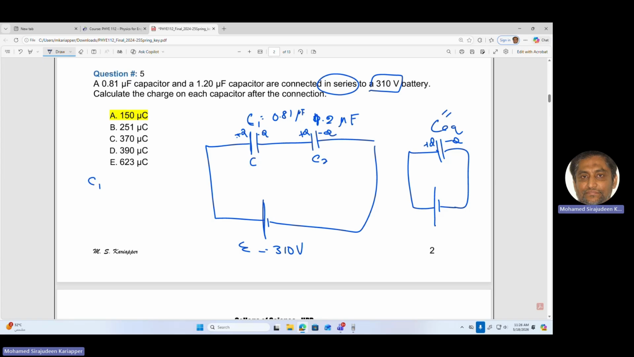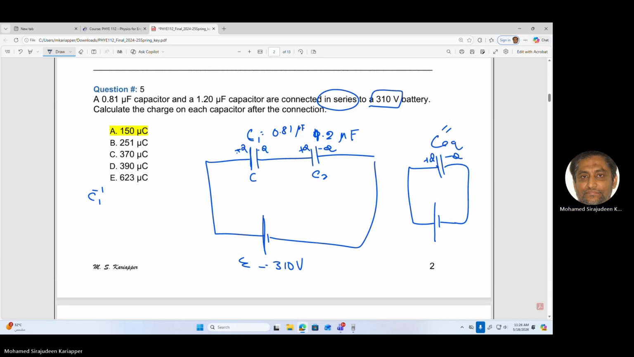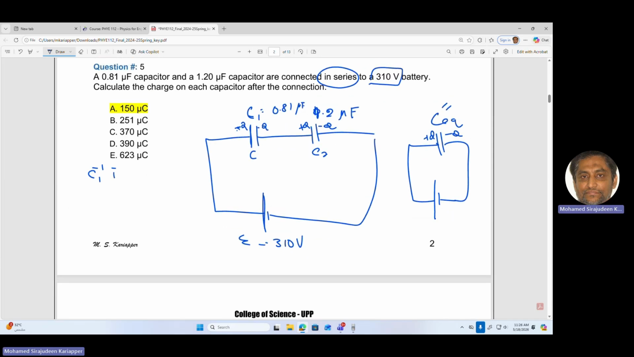So when capacitors are connected in series, it will be C1 inverse plus C2 inverse, and the inverse of it, right? That is in series for capacitors. Now we have them in series and they are capacitors. So tell me, shall you do it? 0.81 inverse plus 1.20 inverse, add the inverses and take the inverse of that.